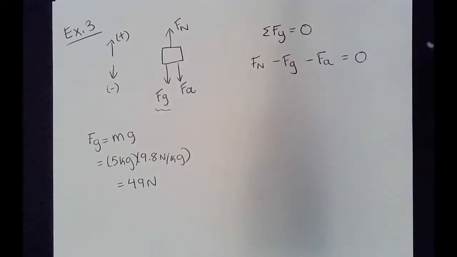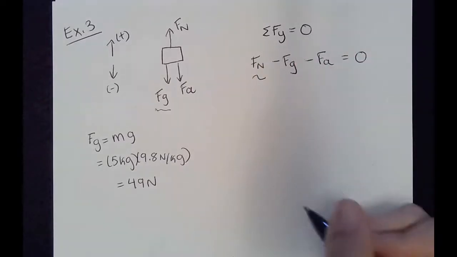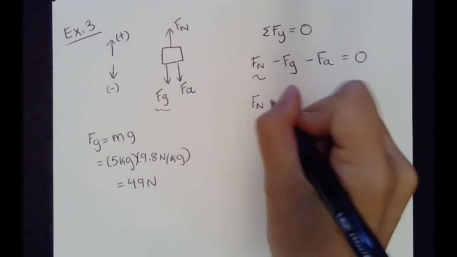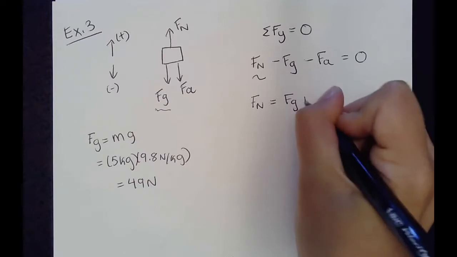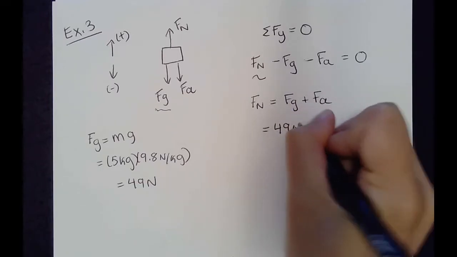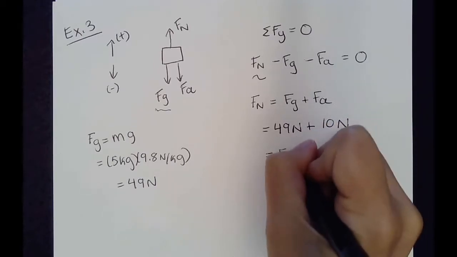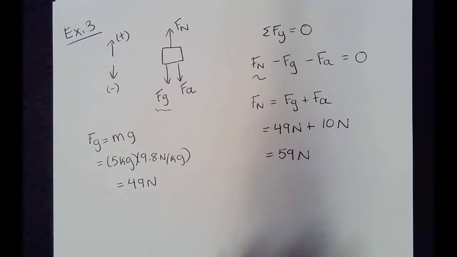And we can do this because they're all in the y direction. Okay, then I'm going to solve for the normal force, that's the unknown here. So Fn equals Fg plus Fa. So that's 49 newtons plus the applied force, which is 10 newtons. So the normal force in this case is 59 newtons.